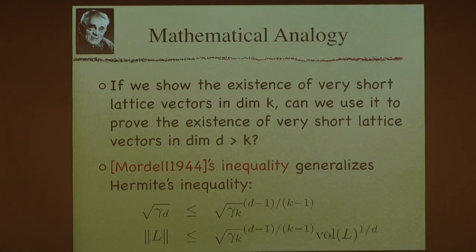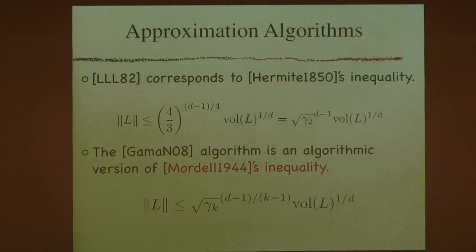That means that in any lattice L, there is a non-zero vector of norm bounded by this quantity. So a natural thing to think would be, can I find a vector satisfying this using a subroutine finding short vectors in dimension k? That would be the natural bound. And this is exactly what's happening. LLL corresponds to Hermite's inequality. It finds a vector essentially as short as this bound. And the slide reduction algorithm of 2008 finds a vector as short as the Mordell inequality using some k-dimensional oracle.